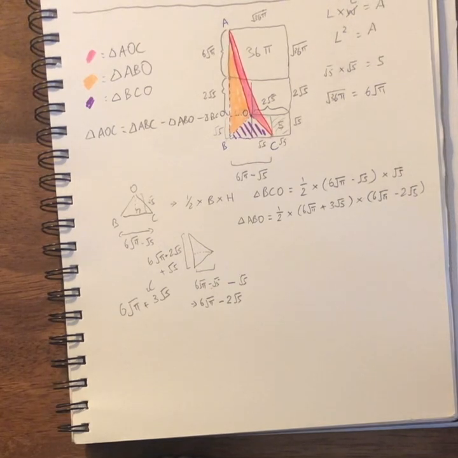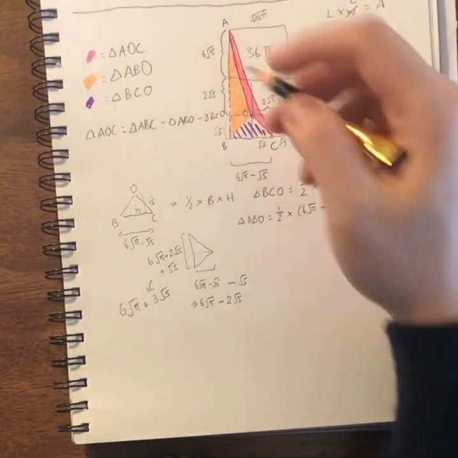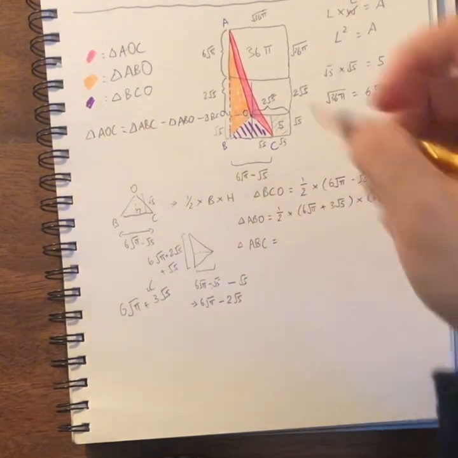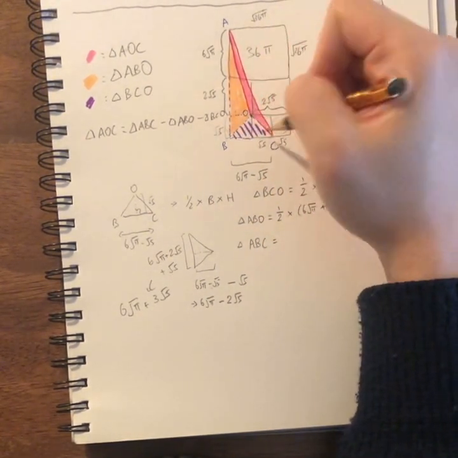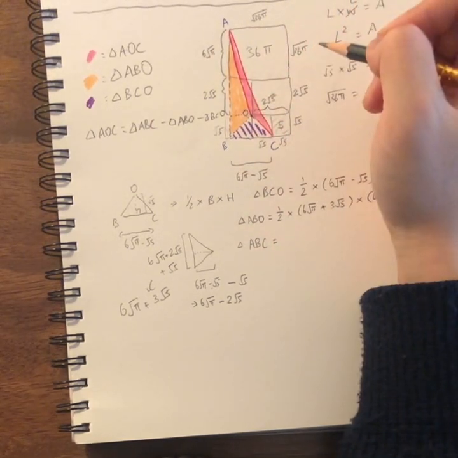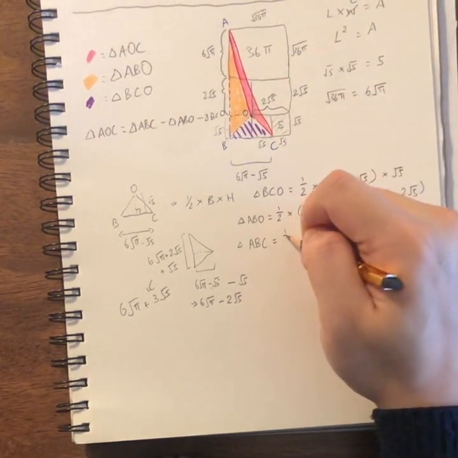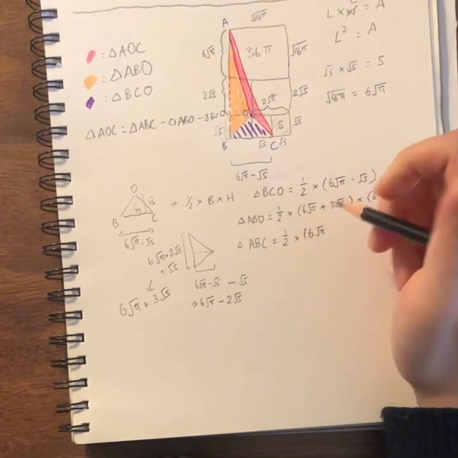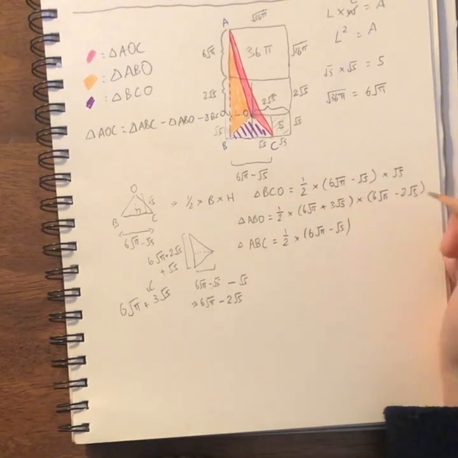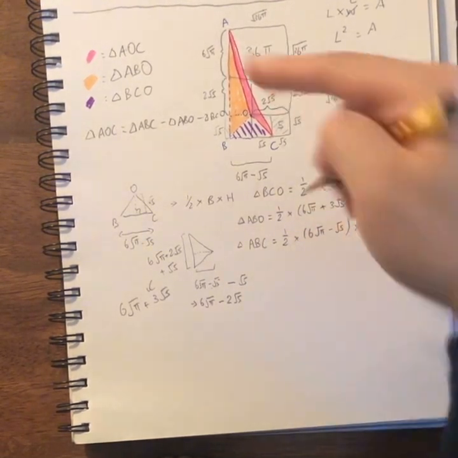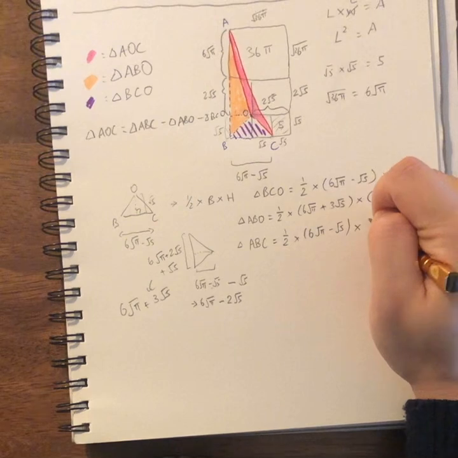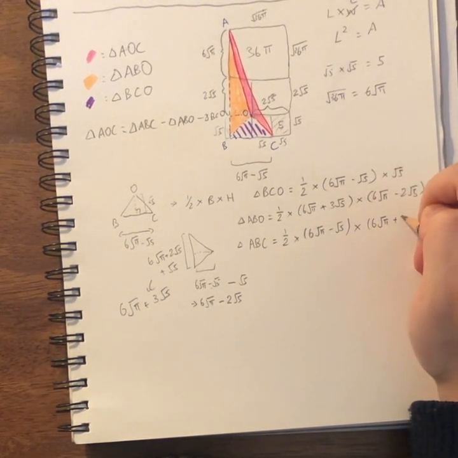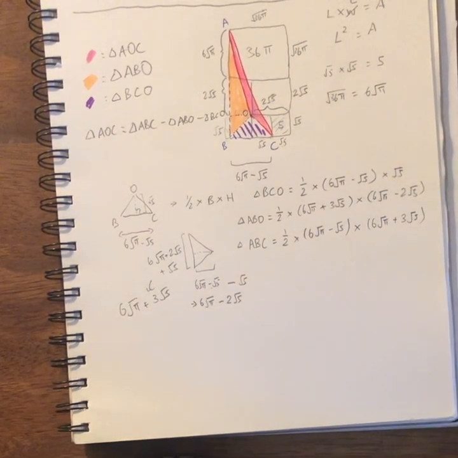So then what we need is our big triangle here, triangle ABC. Well, that's a nice, simple triangle. It's just half times the base, which is 6 root pi take root 5, that's my base, times the height over there, which we found out just now, 6 root pi plus 3 lots of root 5. And there you have it.